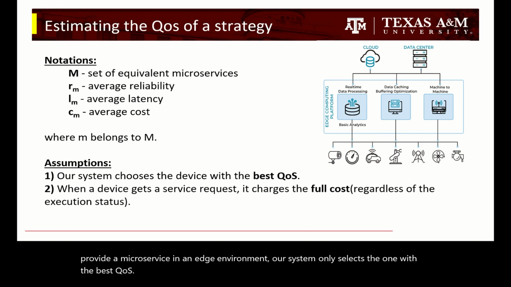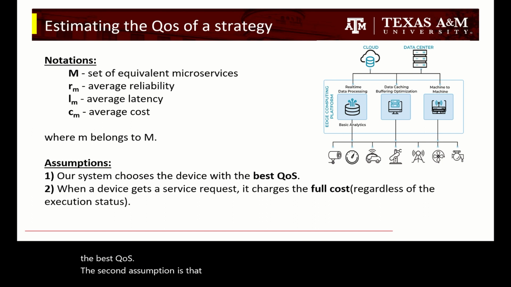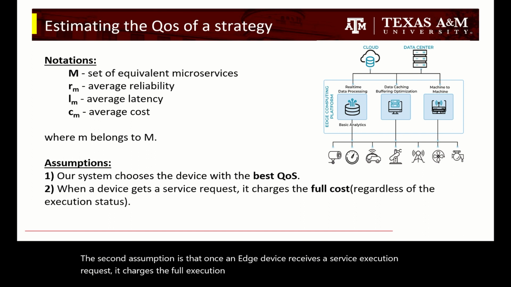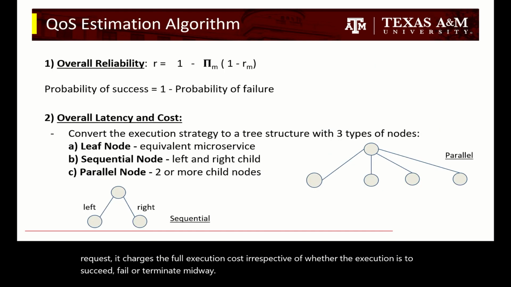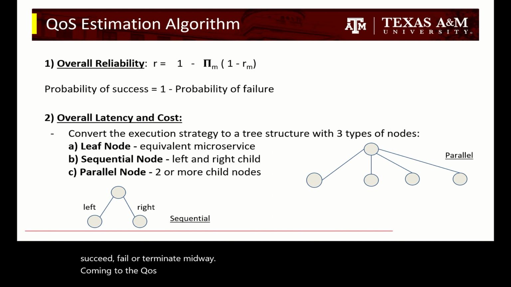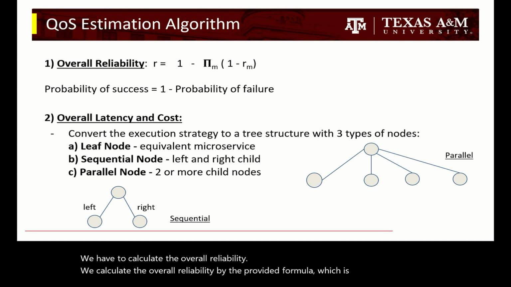The second assumption is that once an edge device receives a service execution request, it charges the full execution cost irrespective of whether the execution is to succeed, fail, or terminate midway. Coming to the QoS estimation algorithm, we have to calculate the overall reliability. We calculate the overall reliability by the provided formula, which is 1 minus the probability term.